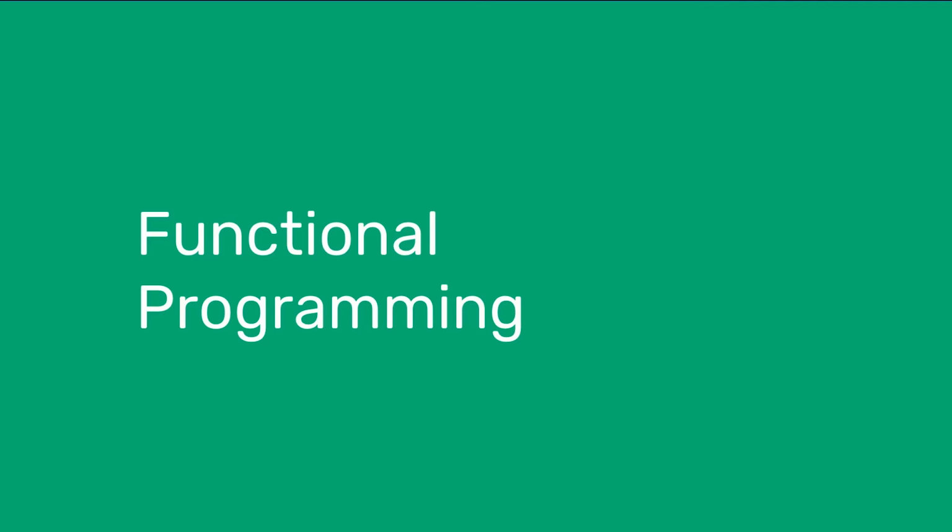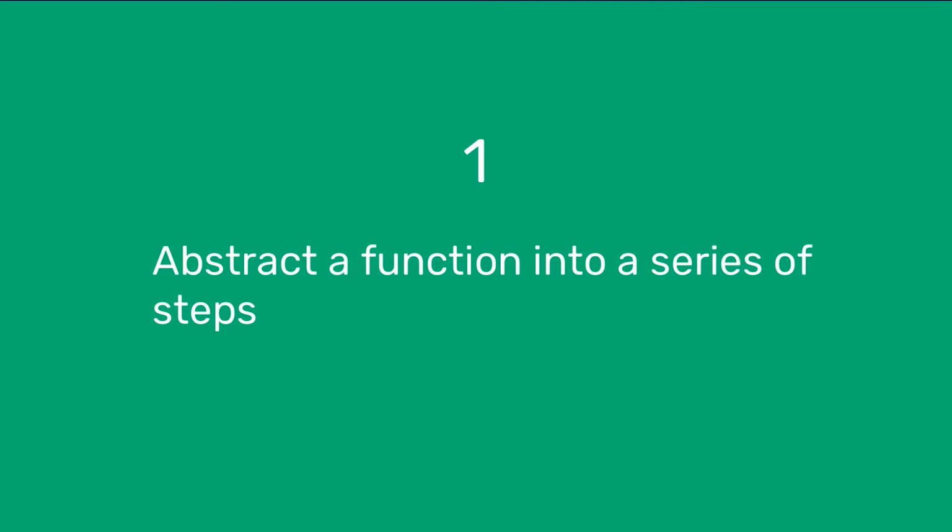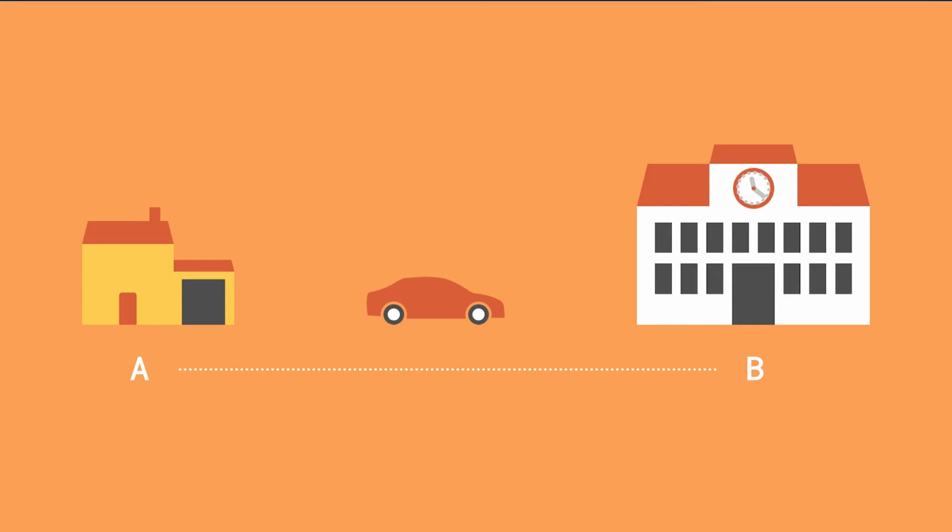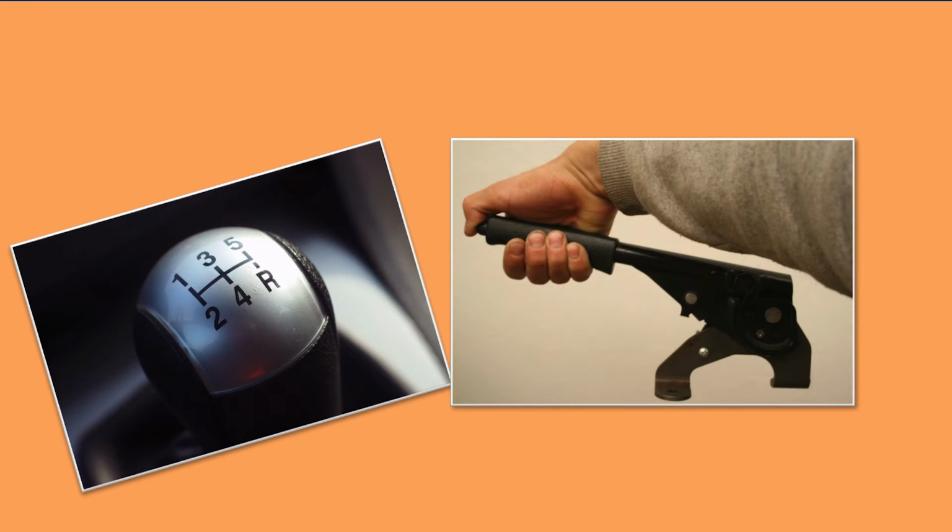So let's talk a bit about some features of functional programming that make it useful for crunching all this data. First of all, it offers the ability to abstract a function into a series of steps. This means that a large function, such as operating a car to drive from home to school, can be broken down into a series of functions. So, putting the car into gear is one function, taking off the handbrake is another, and so on and so forth.